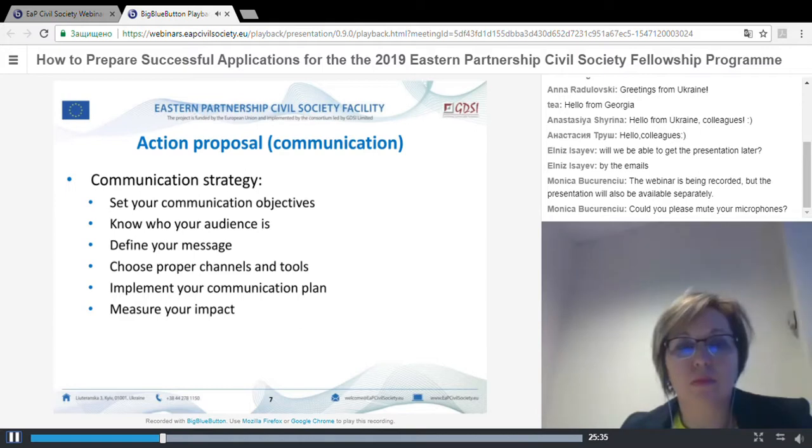Don't forget about the evaluation. Even in your action proposal, in your project proposal, please mention how you are going to measure your communication activities, how you are going to check if they were achieved and if they were not achieved, what you are going to do in this case. So this is just very basic information about the communication activities and the key steps you need to implement for preparation of the project proposals.